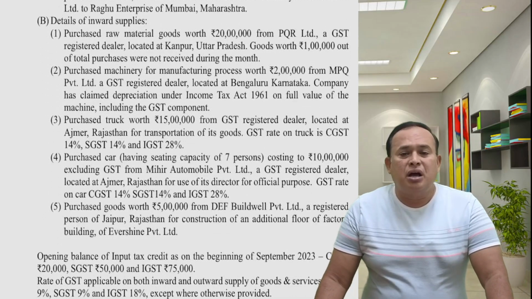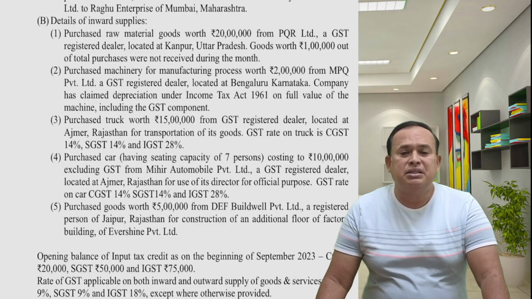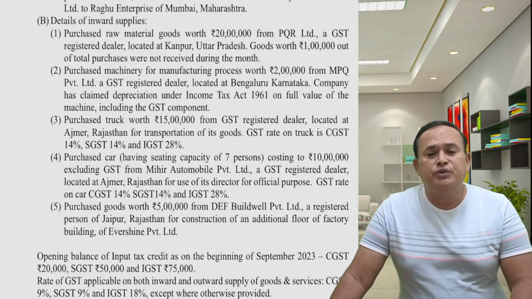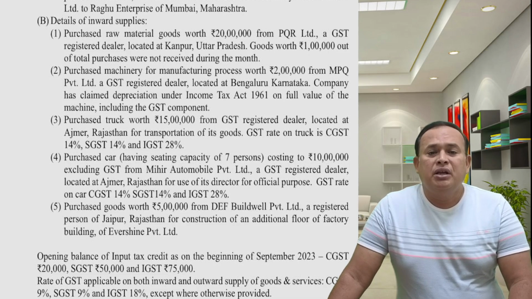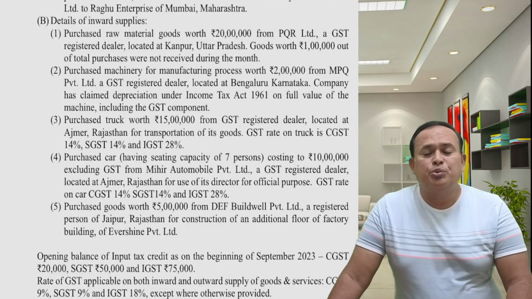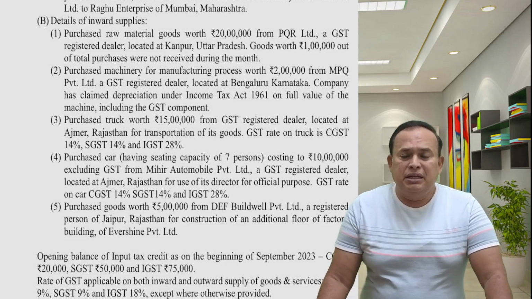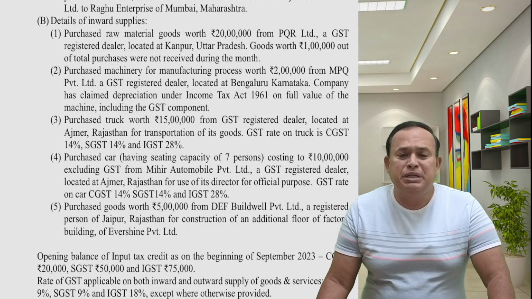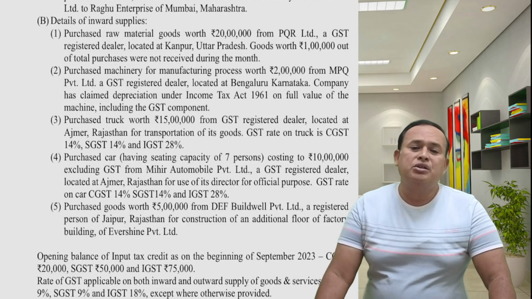One, purchase of raw material goods worth rupees 20 lakhs from PQR, a GST registered dealer located at Kanpur, Uttar Pradesh. Goods worth rupees 1 lakh out of total purchases were not received during the month. Point number 2, purchase of machinery for the manufacturing process worth rupees 2 lakhs from MPQ Private Limited, a registered dealer under GST located in Bangalore, Karnataka. The company has claimed depreciation under the Income Tax Act 1961 on the full value of the machine including the GST component.